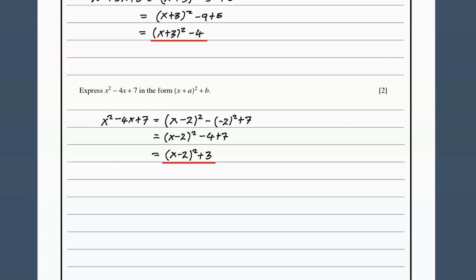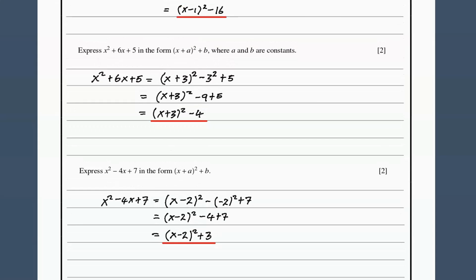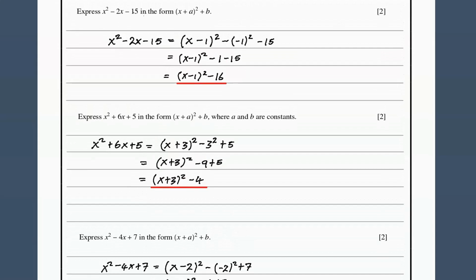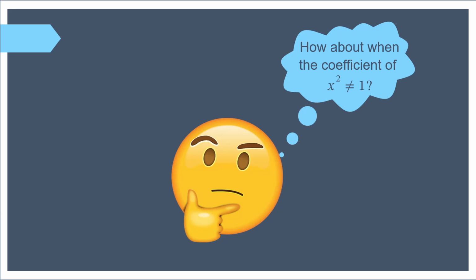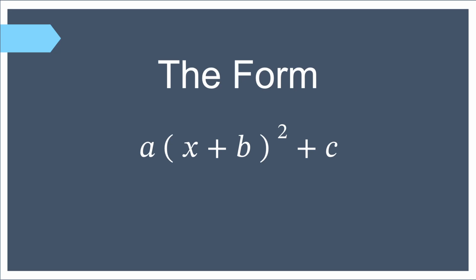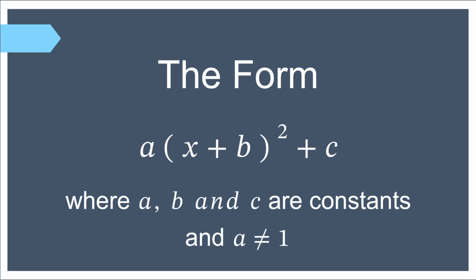Now, if you look at the questions we have done so far, you can see that they all have the coefficient of x squared being 1. So the question here is, how will we complete the square when the coefficient of x squared is not equal to 1? So that's when we come to questions which involve us completing the square and expressing the result in the form a of x plus b squared plus c, where a and b are constants and a is not equal to 1. Alright, so we have some examples.